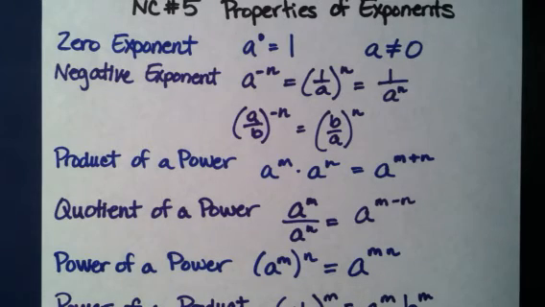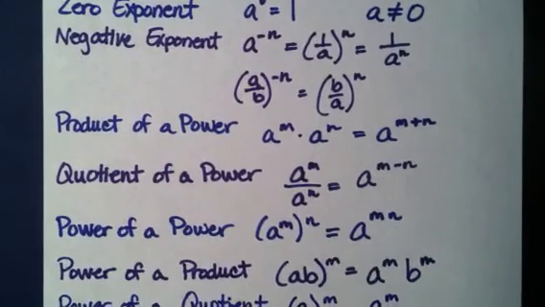The power of a power shows us that if we multiply the exponents, it means that we have them on the inside and the outside of parentheses. The power of a product is if we have 2 numbers being multiplied by each other in parentheses and an exponent on the outside of those parentheses, we can apply that exponent to each of the items on the inside of the parentheses.